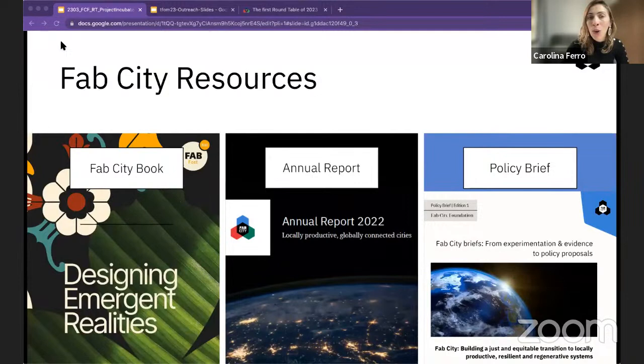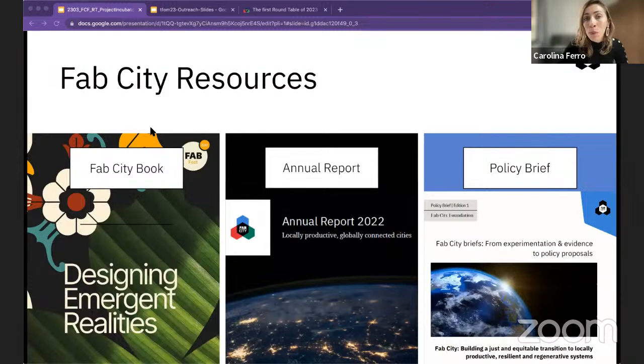Also, we had our first annual report, where you could see the highlights of 2023, the metrics, what we achieved this last year. And we expect to have this annual report by December every year from now on. Also, we have the policy brief. It's our first policy brief.